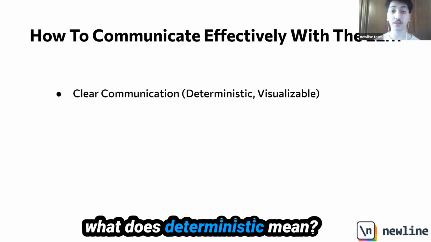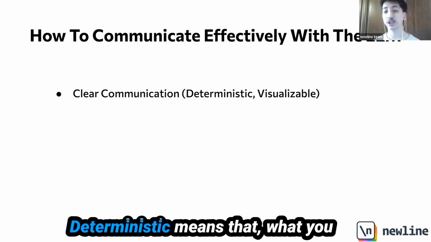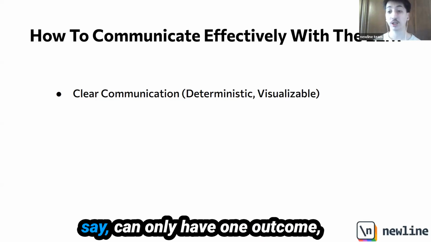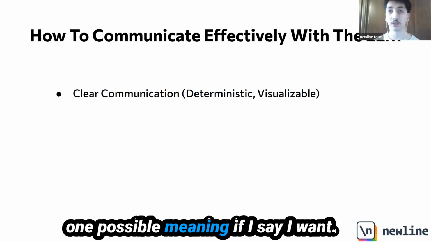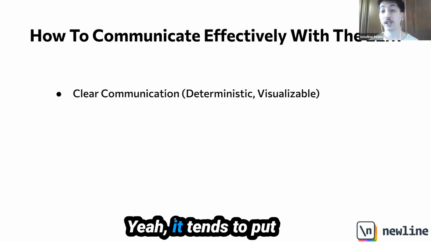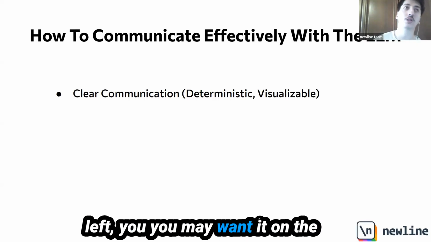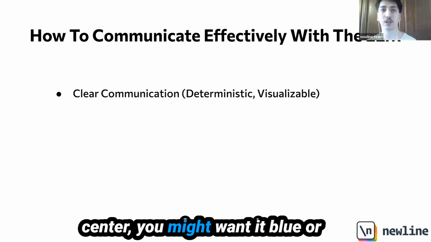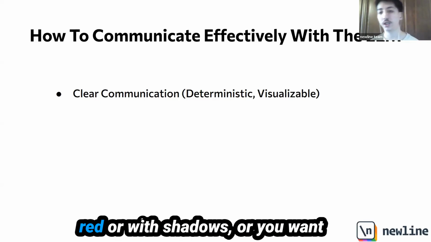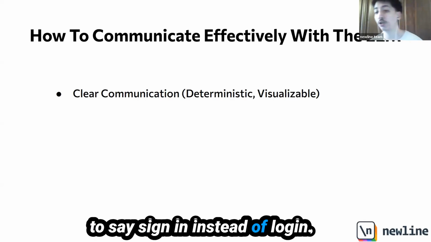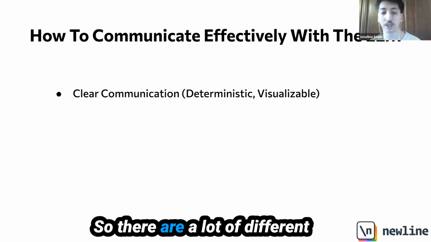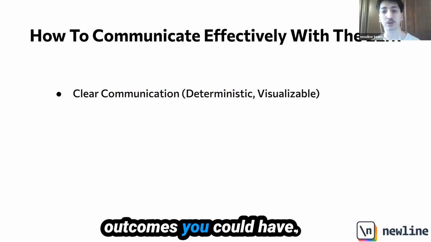So what does deterministic mean? Deterministic means that what you say can only have one outcome, one possible meaning. If I say I want a login button, it tends to put it on the top right, but you can mean on the top left, you may want it in the center, you might want it blue or red or with shadows, or you want to say sign in instead of login. So there are a lot of different outcomes you could have.